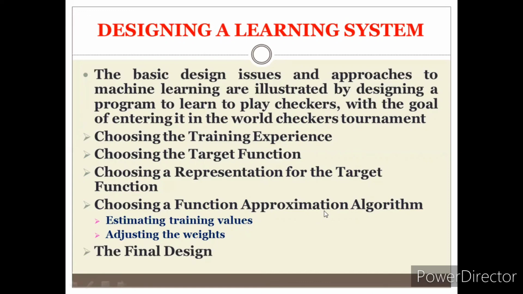Approximation is very important because the destination cannot be fixed. So the selection of the approximation algorithm plays an important role here. In that we have two concepts: estimating training values and adjusting the weights. The most important concept in machine learning is the importance of weights. And then finally comes the final design. So these are the important concepts about machine learning that we have covered today. In future classes, we'll go to the next important concepts about designing a learning system.